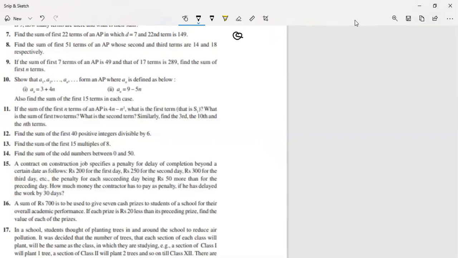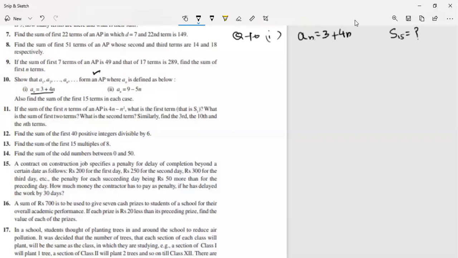Question number 10. Show that a1, a2, ..., an form an AP. First we have to show it is forming an AP, and an, the nth term, is given as 3 plus 4n. And also find the sum of the first 15 terms. The sum of 15 terms also we have to find. First we have to show it is making an AP.